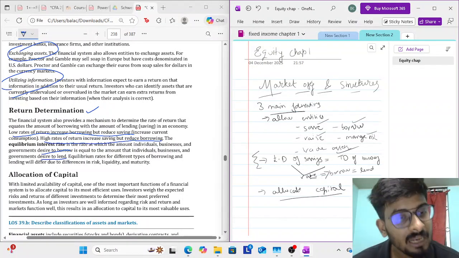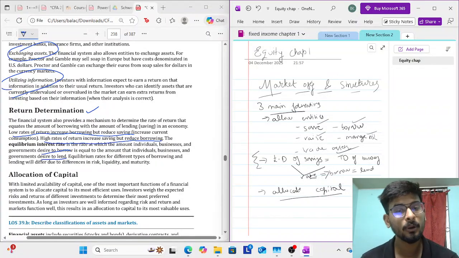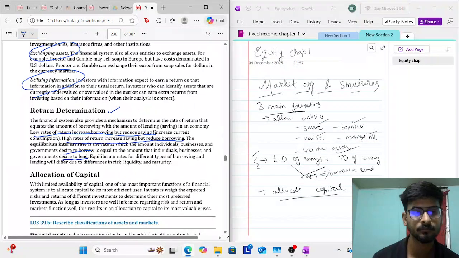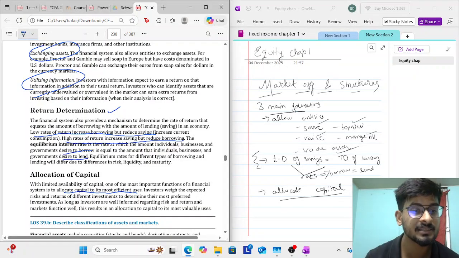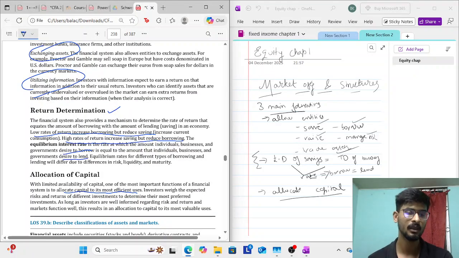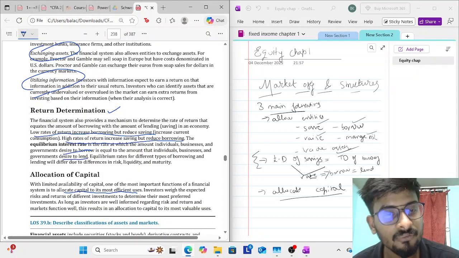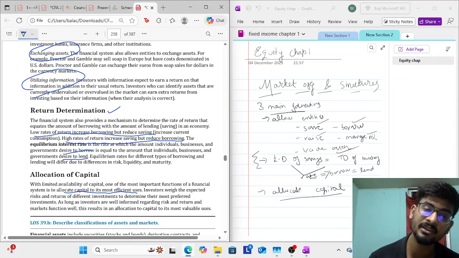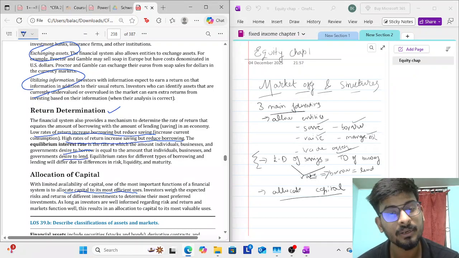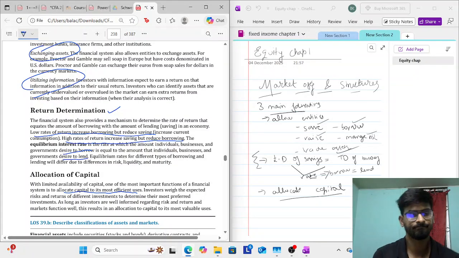With limited availability of capital, one of the most important functions of a financial system is to allocate capital to its most efficient use. Simple logic. Investors weigh the expected risk and return of different investments to determine their most preferred investment. As long as investors are well informed regarding risk and returns and markets function well, this results in an allocation of capital to its most valuable uses. Simple, it's a basic paragraph.